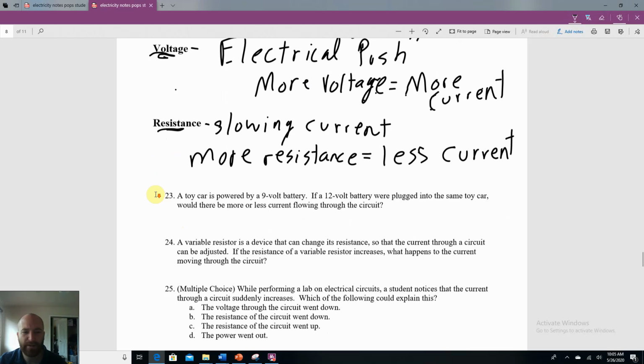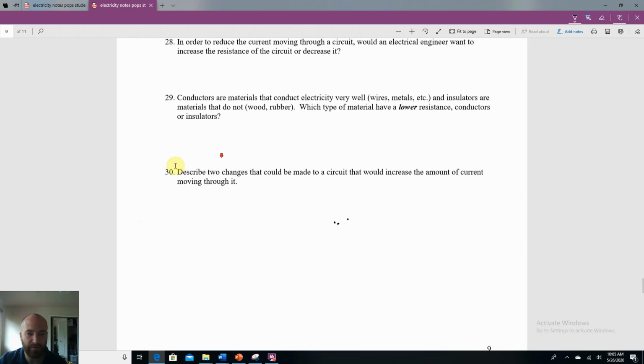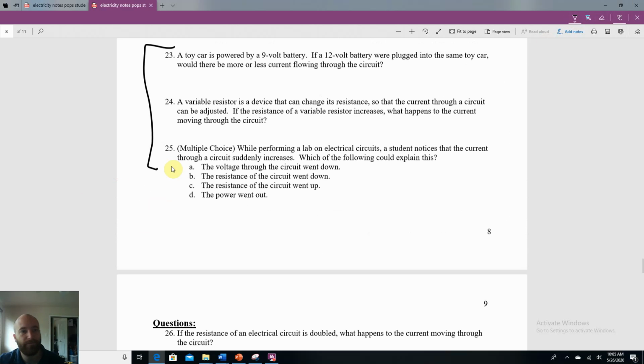So let's try a couple examples. I think you'll get the hang of this pretty quickly. We're going to do 23 through 25 together, and then I'll have you try 26 through 30 on your own. We'll see how it goes, and that'll be good for today.